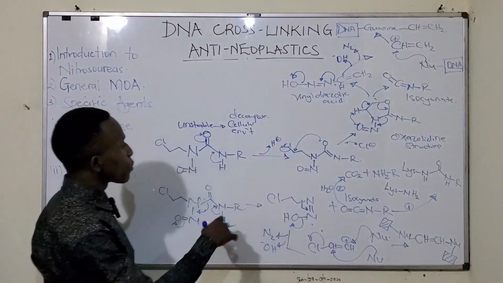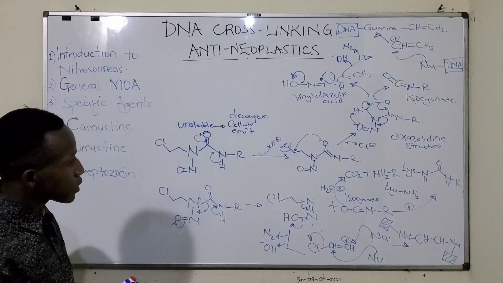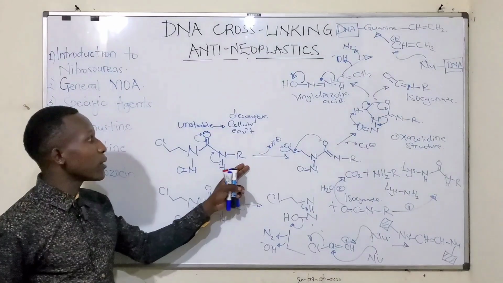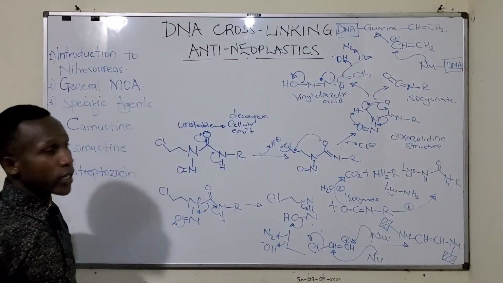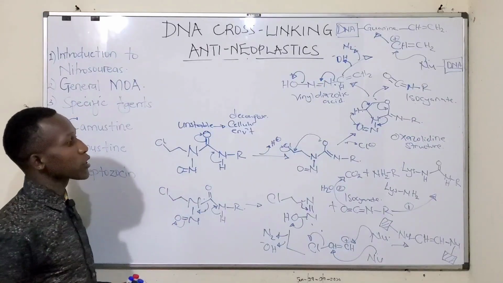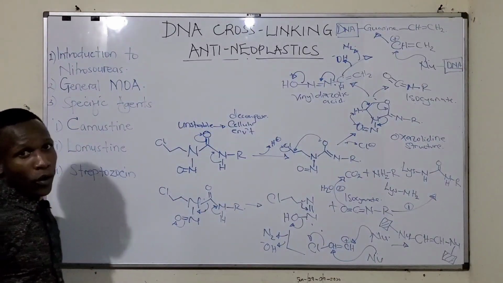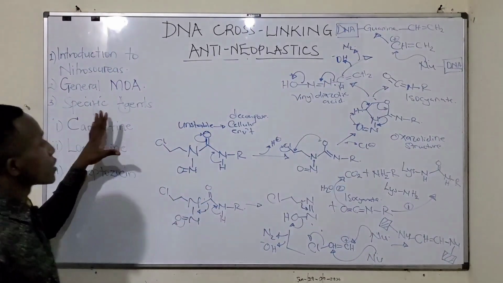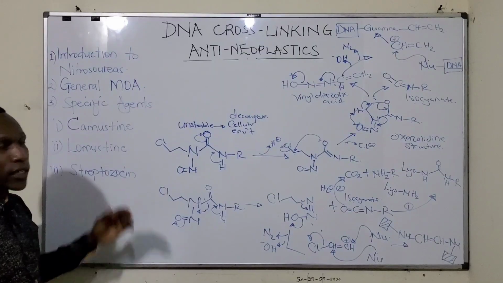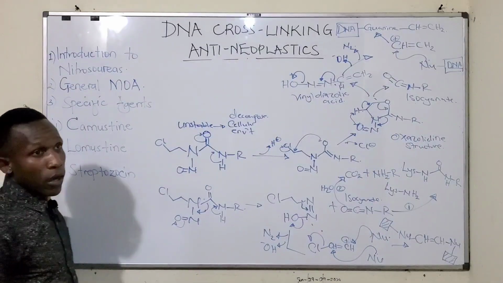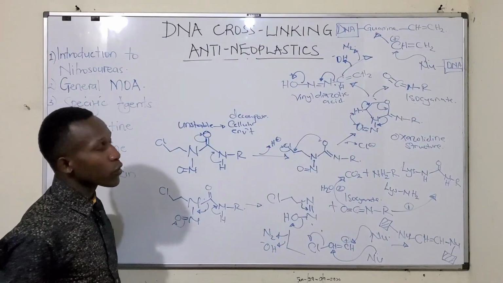So these are the 2 pathways for activation and alkylation of the DNA by the nitrosoureas. This is the general mechanism of action. Now, let's go to the specific agents and talk about them. What are they? What can they do? The solubility and also the indication.